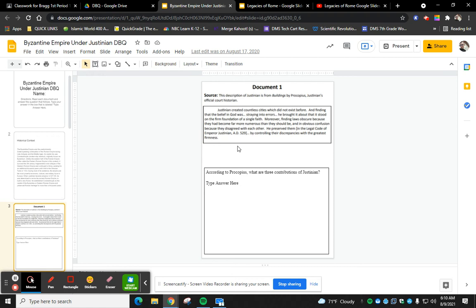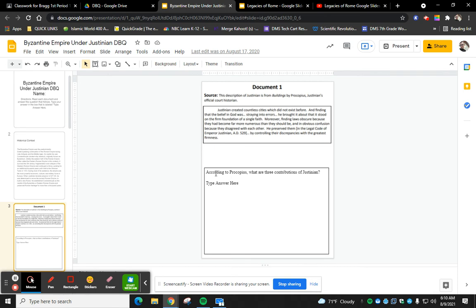Moreover, finding laws obscure because they had become far more numerous than they should be, and in obvious confusion because they disagreed with each other. So he's saying they have too many laws, and these laws aren't working together like they should. He preserved them in the legal code of Emperor Justinian, AD 529, by controlling their discrepancies with the greatest firmness. So he's controlling the laws. He's going to be controlling the laws, which ones are most important, which ones he's going to get rid of, which ones he's going to be enforcing.